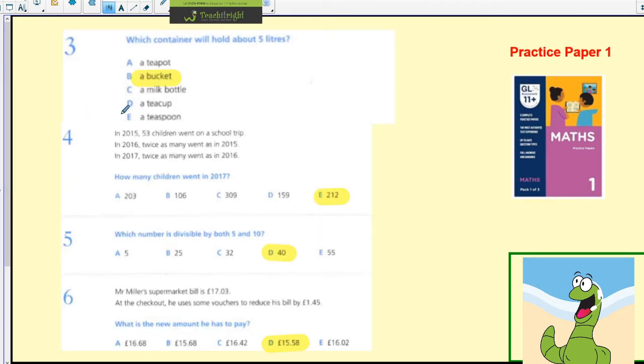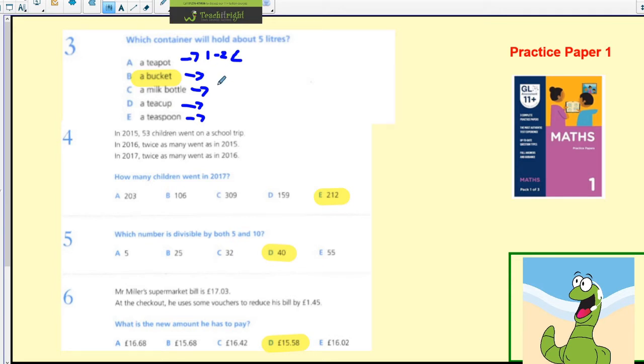Question 3. Which container will hold about 5 litres? Guys, this is an estimation. I suggest as part of your revision, working out or having a little Google, at what volume, on average, each of these containers would hold. Now, in this case, the answer is a bucket. This is more of a life experience question, but they do come up. So again, I would try and work out in a teapot roughly how much water that is. I would say that's probably about 1 litre to 2 litres for a teapot. A bucket, as I say, is about 5 litres, quite big.